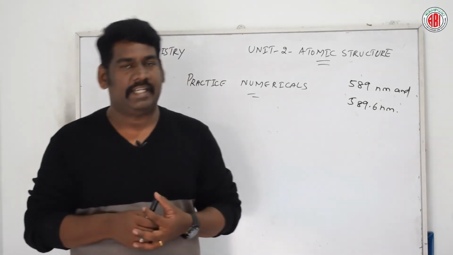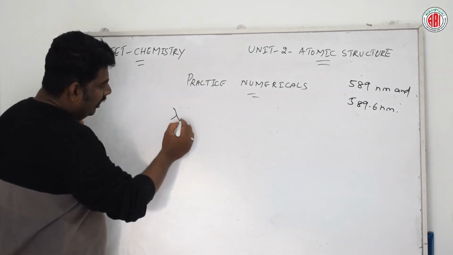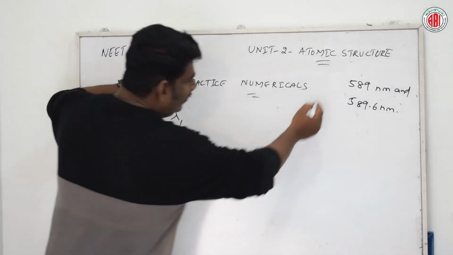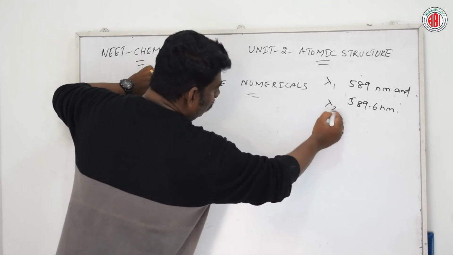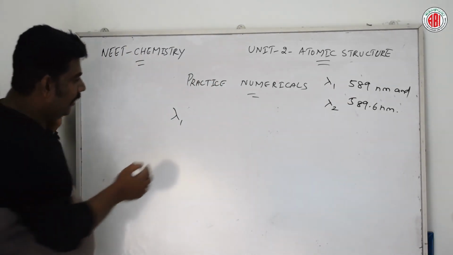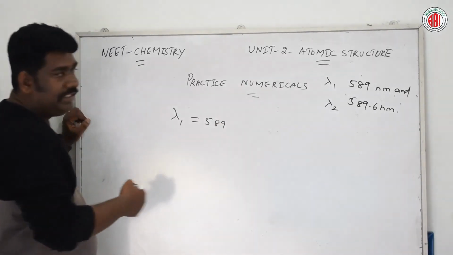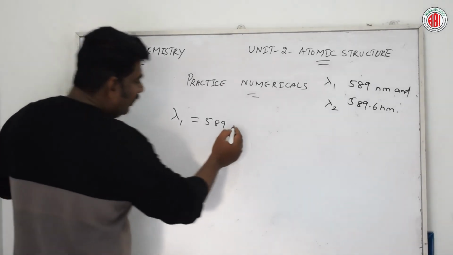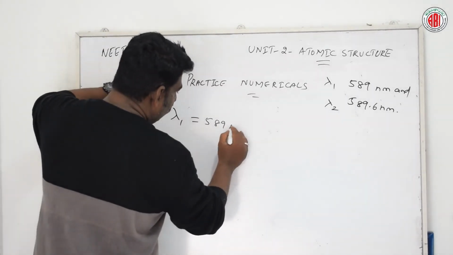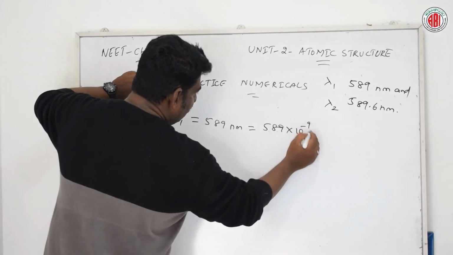Let us see how to solve this problem. First let us write the lambda values. Let us consider lambda 1 and lambda 2, wavelength 1 and wavelength 2. So lambda 1 is equal to 589 nanometer, convert it into meter. That could be written as 589 into 10 to the power of minus 9 meter.